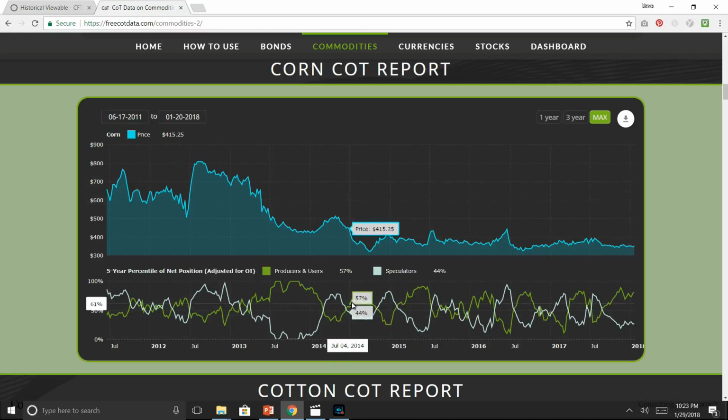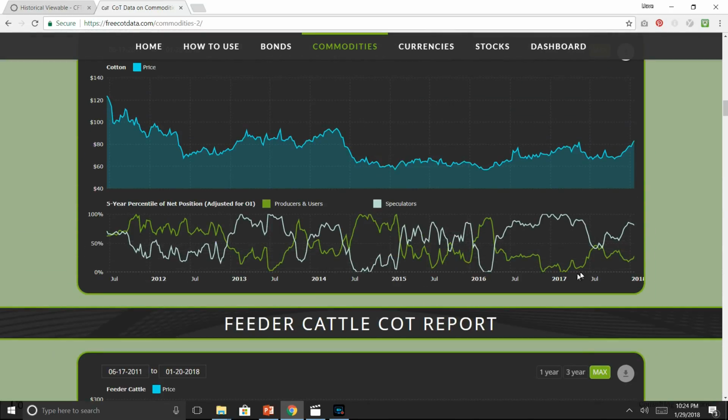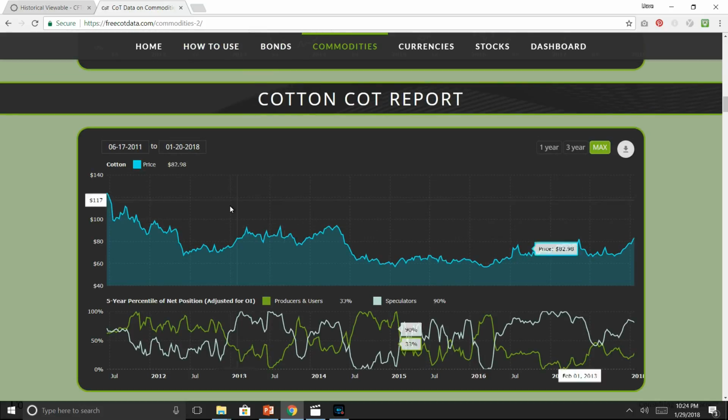So you can see how the cycles in buying of the producers and the users are affecting the price of the market. So trying to find more examples. So a lot of speculators on cotton. So I'm trying to find.